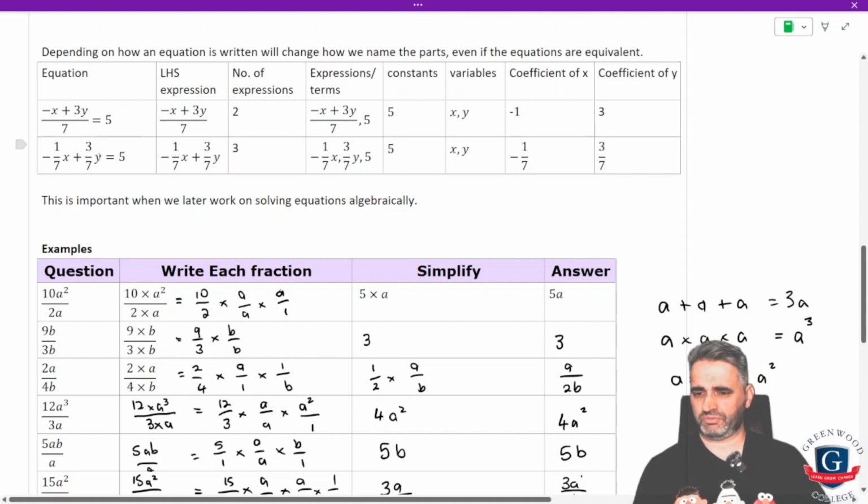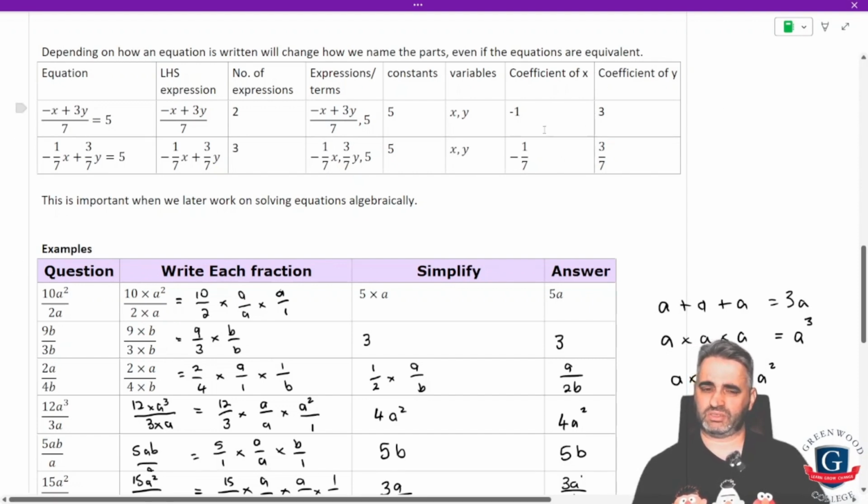If we split into two fractions, we'll have one term, -1 on 7 x, another term, 3 on 7 y, on the left-hand side. We have three terms total, 1, 2, 3: -1/7 x, 3/7 y, and 5 the constant. There are two variables, x and y. The coefficient of x in this case is -1/7, and in the case of y, it's 3 on 7, which is different to the earlier case.